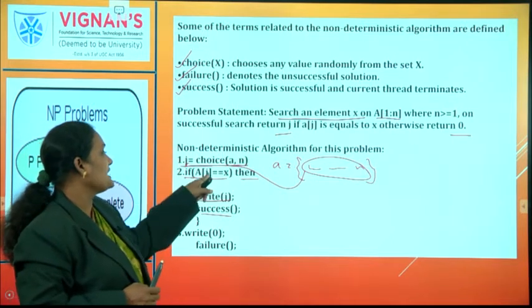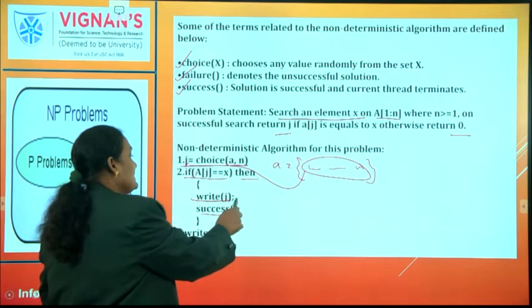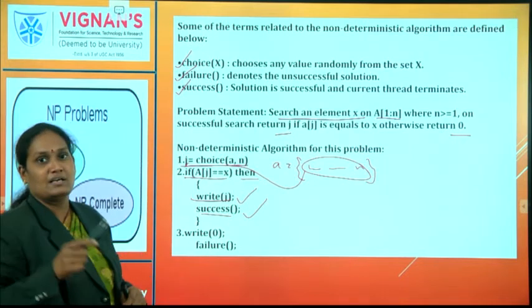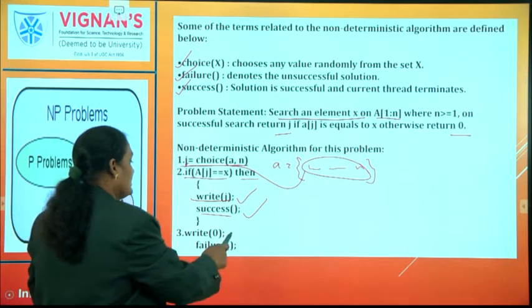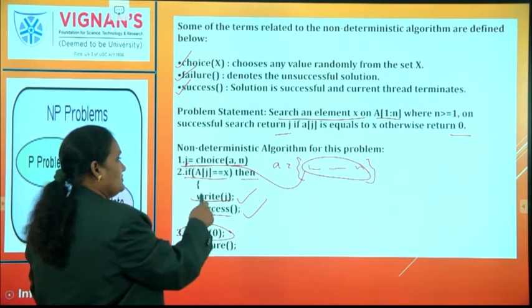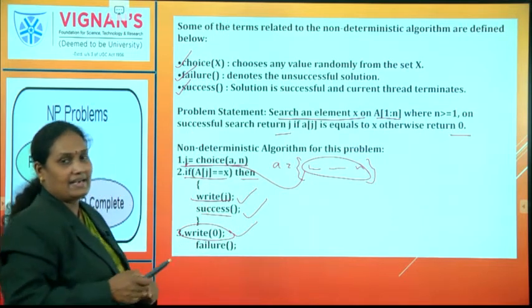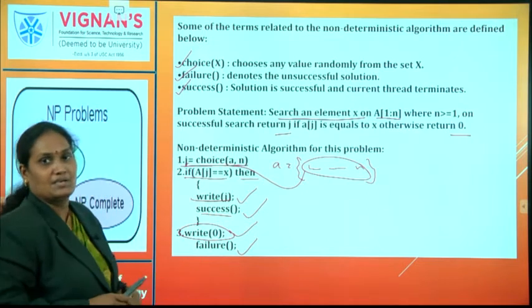Now, if A[j] is equal to x, that is, the search element is equal to A[j], in that case write j. We are going to return j and we terminate the process by the success function. Else, if we did not find it, we write 0 and we terminate the function with failure.